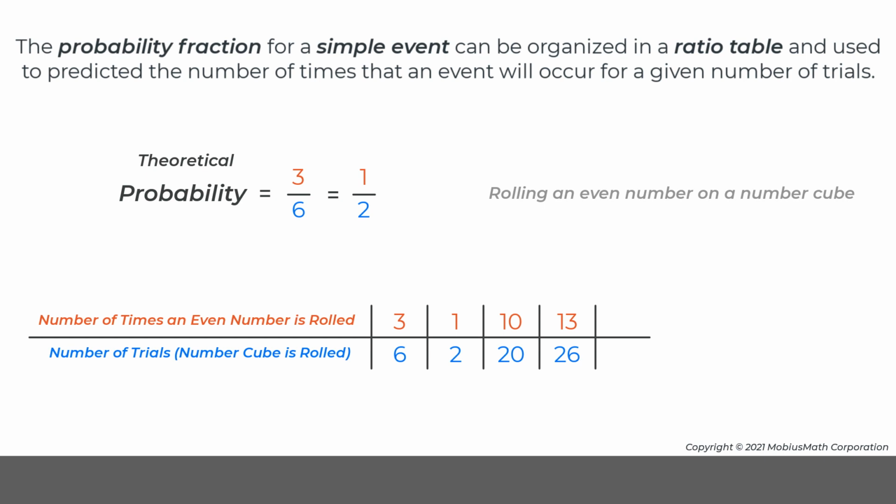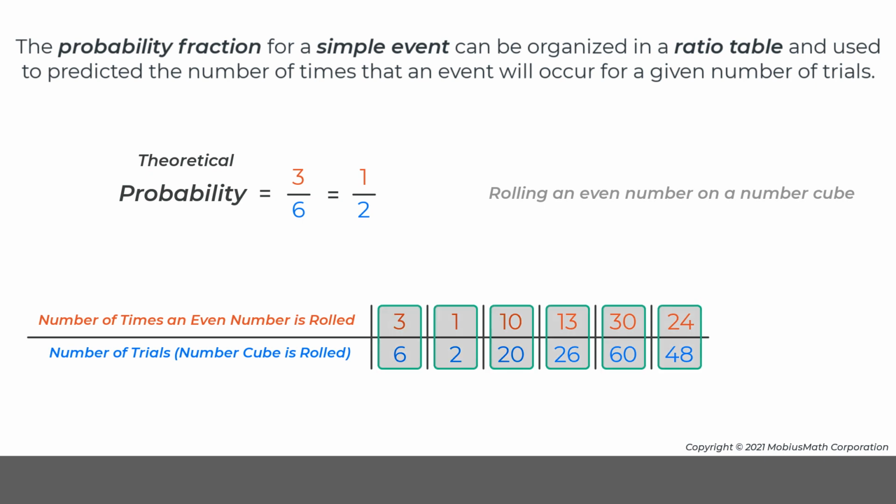In addition, the value for the number of trials in the bottom row of the ratio table can be multiplied by the theoretical probability to predict the number of times the event will occur. Likewise, the predicted number of times an outcome will occur can be divided by the theoretical probability to find the number of trials. Note, each equivalent ratio in the table represents a prediction based on the theoretical probability of a specified event, rolling an even number on a number cube.